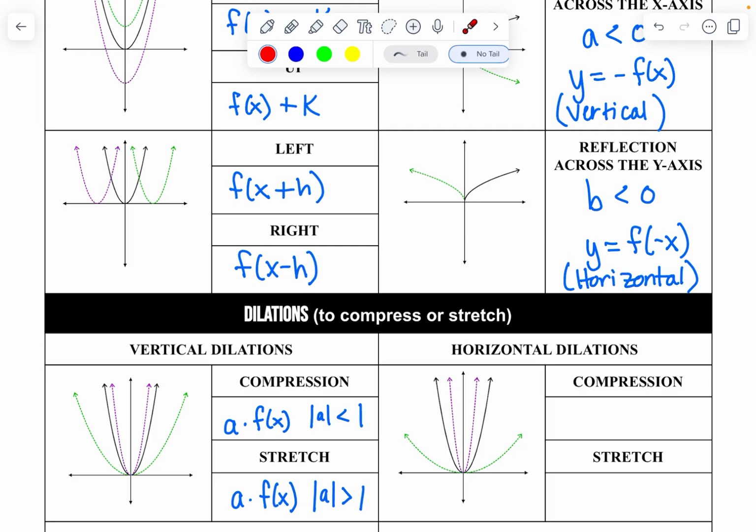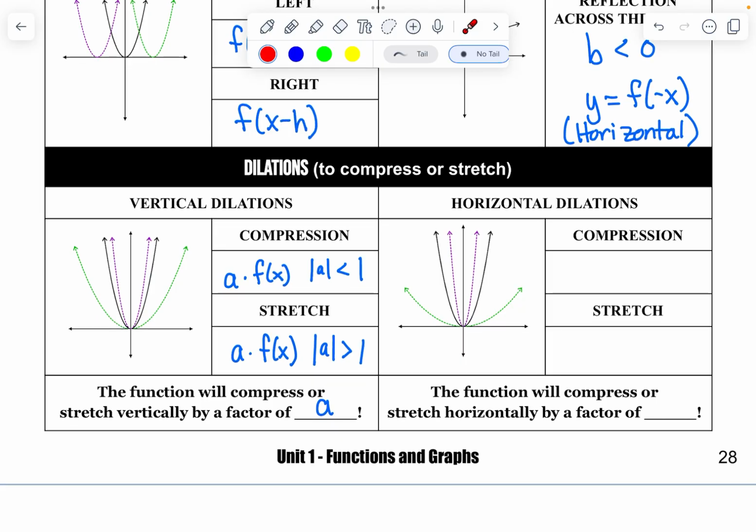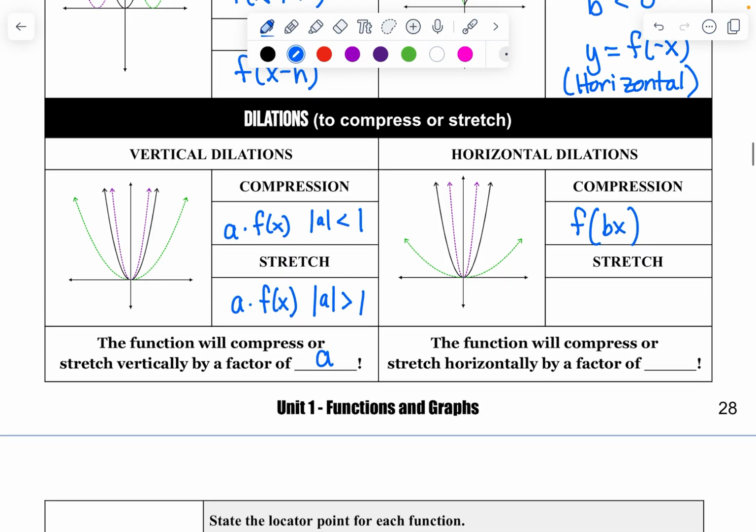The b value is going to be found inside the function operation. So we'd have the function, and instead of being evaluated for just x, it's b times x. And it's going to stretch or compress the function by a factor of 1 over b. So we've got to take the reciprocal. A horizontal stretch is the opposite of what you would think with an a value for the vertical stretch or compression. Whatever number we have there, we've got to take the reciprocal of it.